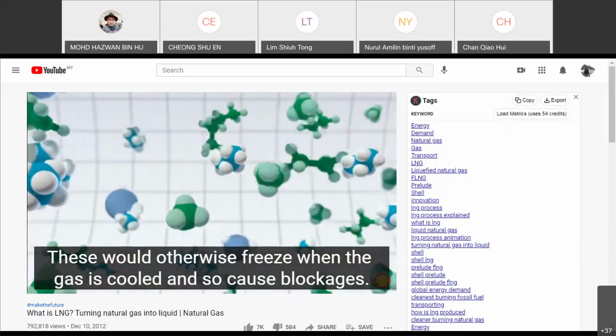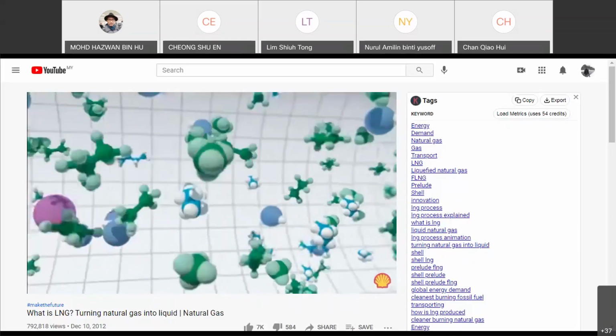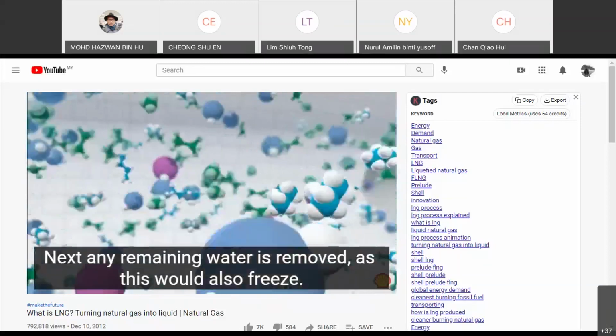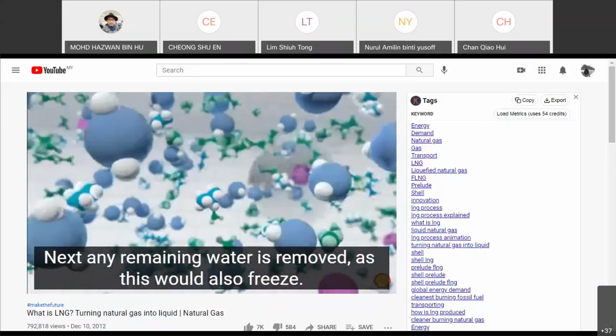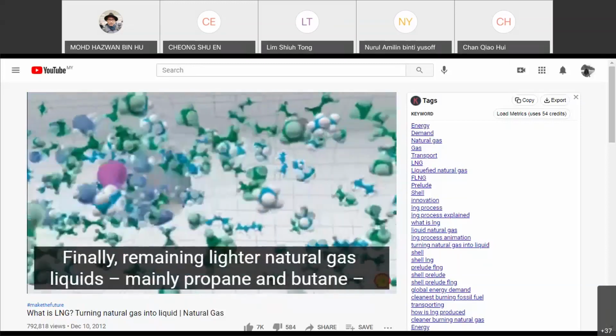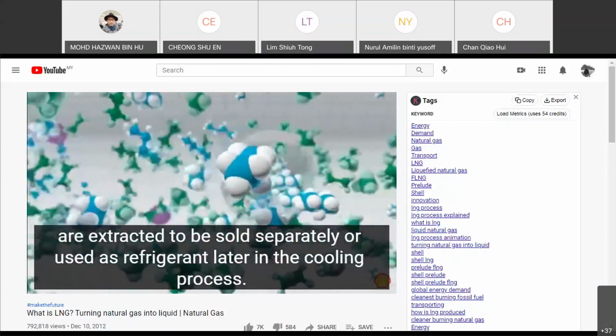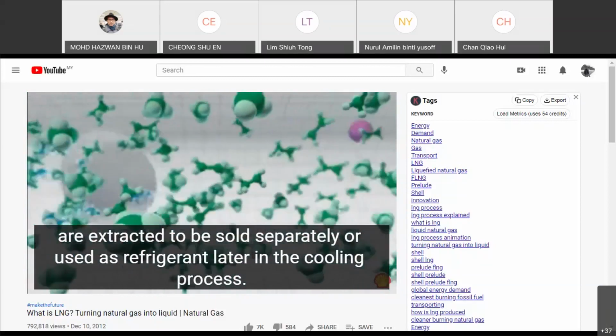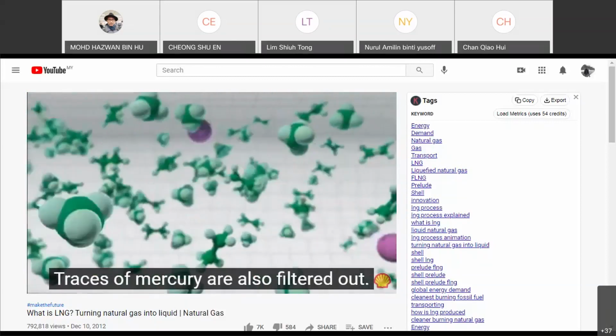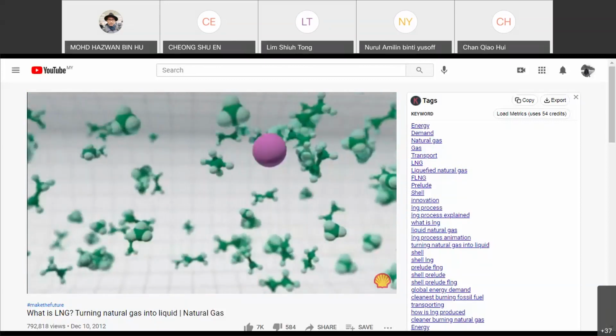These would otherwise freeze when the gas is cooled and so cause blockages. Next, the remaining water is removed, as this would also freeze. Finally, remaining lighter natural gas liquids, mainly propane and butane, are extracted to be sold separately or used as a refrigerant later in the cooling process. Traces of mercury are also filtered out.